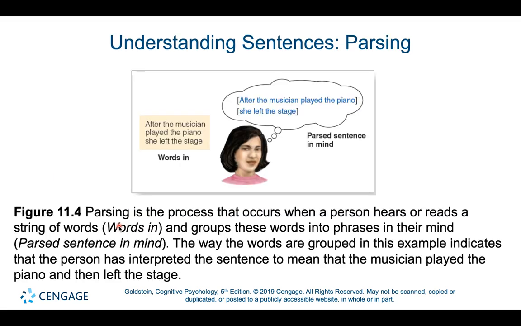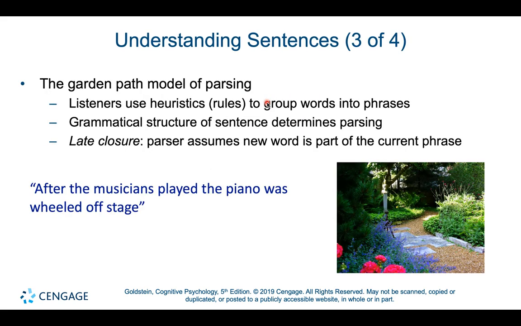There's nothing wrong with this. After the musicians played the piano, was wheeled off stage. So in the first sentence, after the musician played the piano, she left the stage, your brain needs to parse after the musician played the piano as one segment that has a meaning, and then a second segment, she left the stage, as providing additional meaning. The hard part about this sentence is that the partitioning of meaning occurs earlier. After the musicians played, there we need to have a partition of meaning.